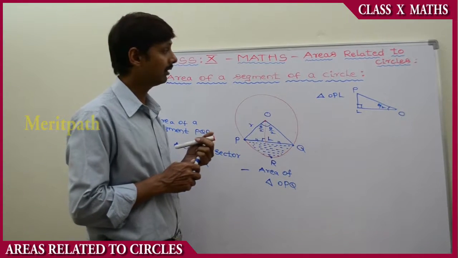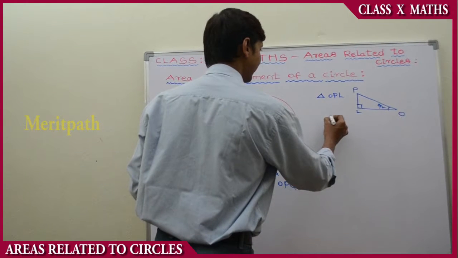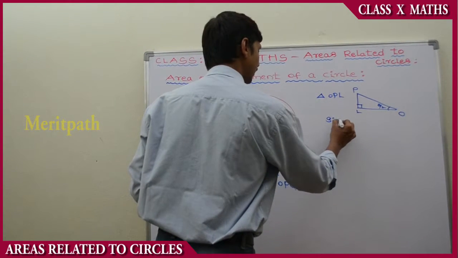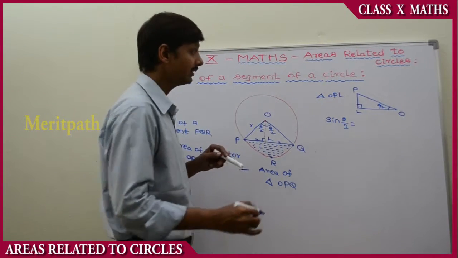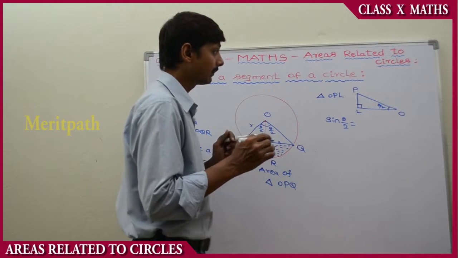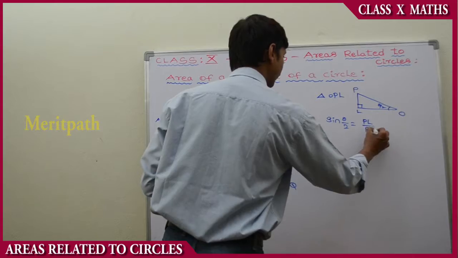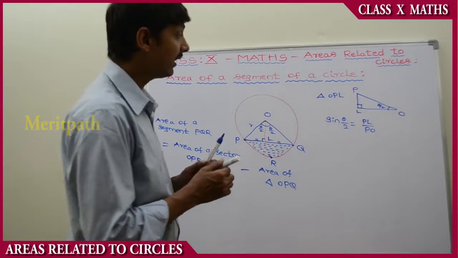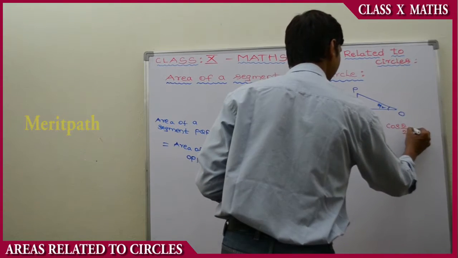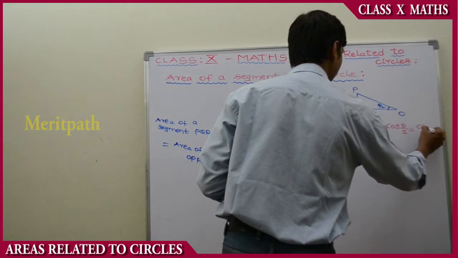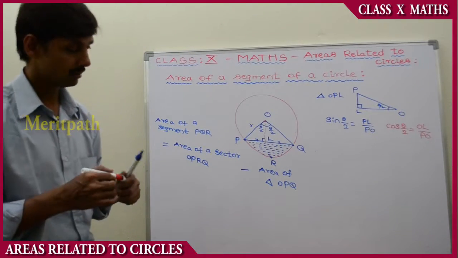In this we can observe that the angle formed is theta by 2. So when we consider sin, the value for sin theta by 2 is equal to opposite side by hypotenuse. This opposite side is PL divided by PO. And when we consider cos, cos theta by 2 is adjacent side OL by PO, the hypotenuse.